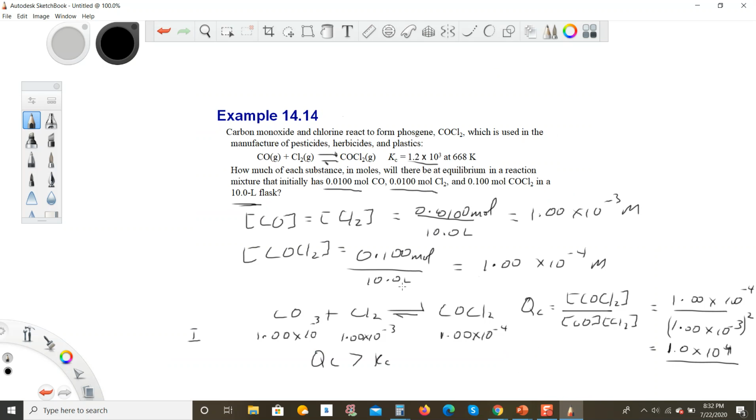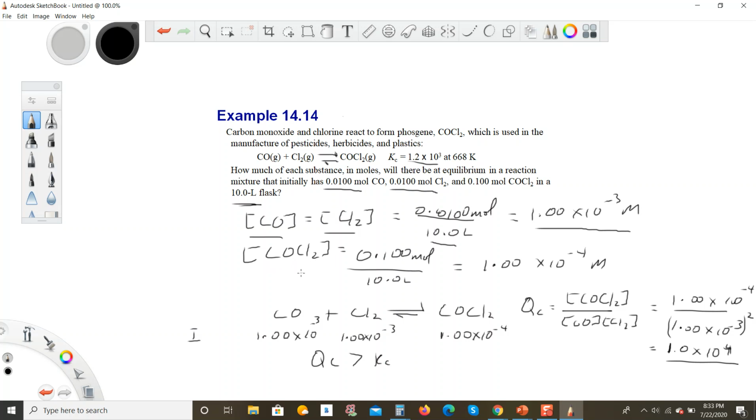And as you can see, I've started working out the problem already. So I'm just going to go through the steps so that you understand how we get to this point right here. So first thing I did was that I calculated the concentration of carbon monoxide, which will be the same as the concentration of chlorine. So these two are going to be the same because the moles is the same for both substances and the volume would be the same.